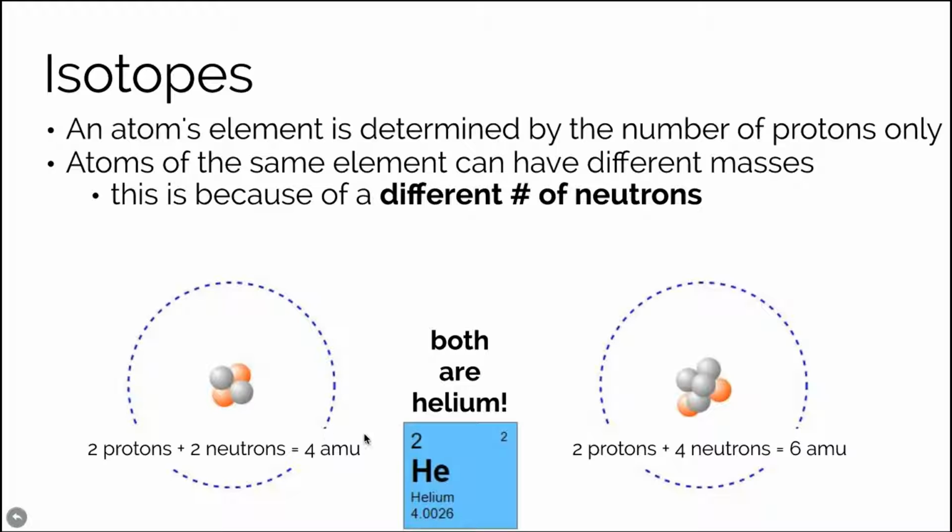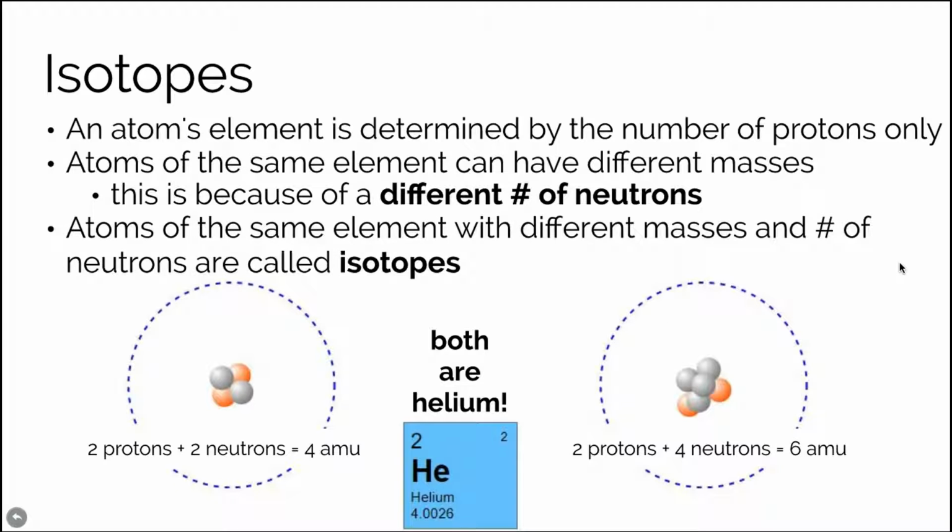So now we have 2 atoms of helium, same number of protons, but they have different masses, again, from the different number of neutrons. And when we have this, we give those atoms a different name for each. These are just called isotopes. These are atoms of the same element, but they have a different mass and a different number of neutrons.